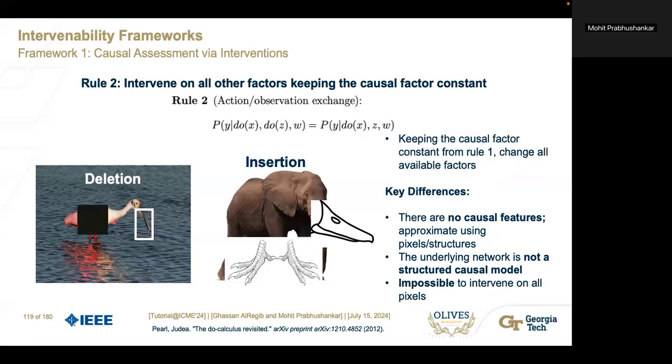The second rule requires that you need to make other kinds of interventions within the framework. So by saying that the beak is the most important one, I'm now telling you that the leg is not as important. So I should be able to delete it here, or I should be able to add it here, and it should not make much of a difference within my analysis.